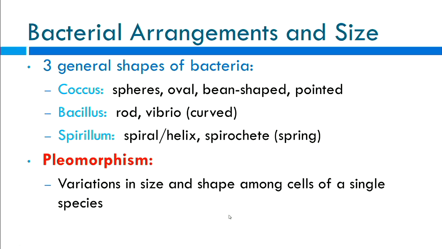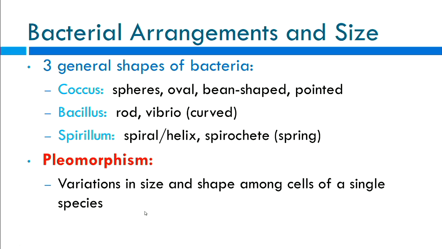Three basic shapes, and you need to know this for lab too, so this will be easy for you. Coccus is basically a sphere. Okay, bacillus is a rod, and then spirillum is a spiral or corkscrew. Okay, within that, because bacteria are really able to adapt to their environments, we say they have pleomorphism, okay, which morph is shape. It just means there's a lot of varieties.